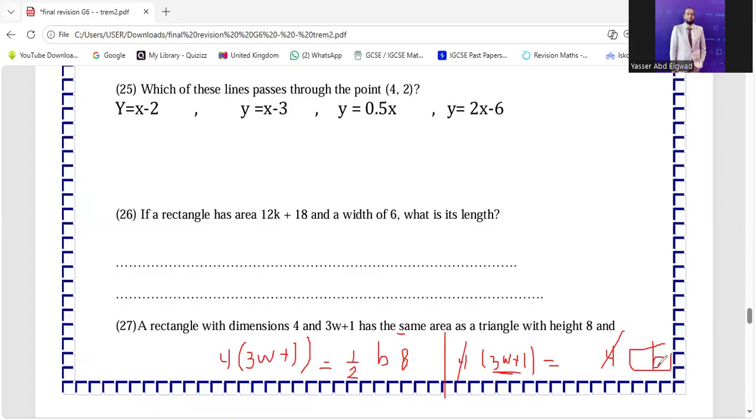You must know that if you have an equal sign, the element on the left-hand side equals the element on the right-hand side. Here is 4 and here is 4. So the base b equals what? It equals 3w plus 1. This is how to solve this type of question. The next one.